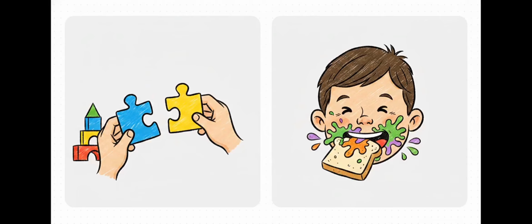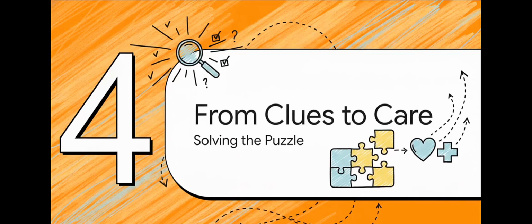And when it comes to the oromotor examination, things like chewing, swallowing, and even messy eating are key clinical indicators. Actually, messy eating can point directly to an underlying lack of coordination in the facial and mouth muscles. Who knew, right? Which brings us to our final part, Section 4, From Clues to Care.